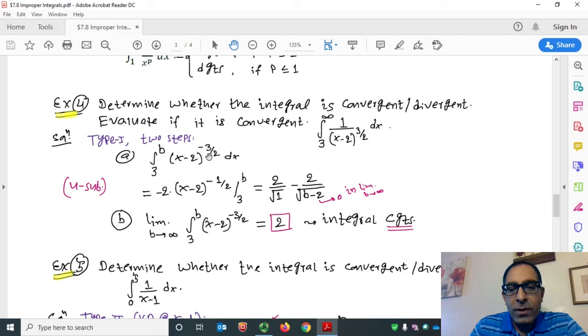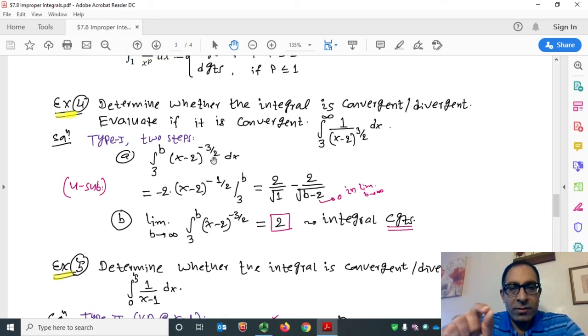of (x minus 2) to the power negative 3/2. I took the denominator to the numerator by switching the sign in the power. Then by u substitution, this is evaluated this way. So (x minus 2) to the power negative 3/2 plus 1.